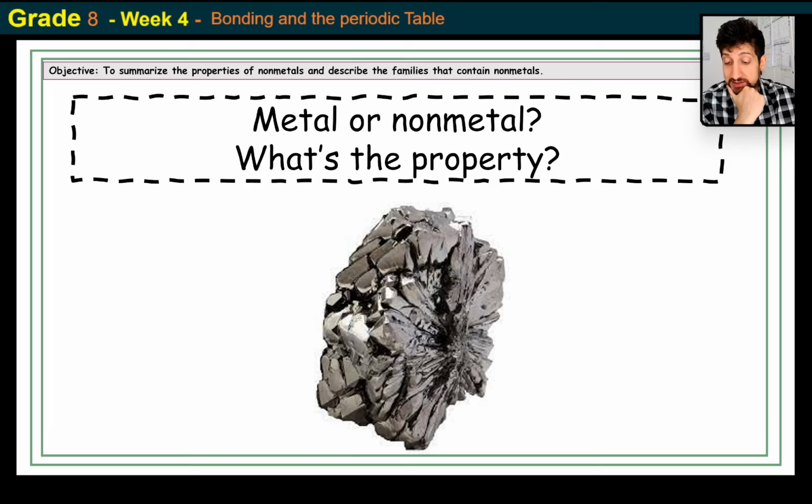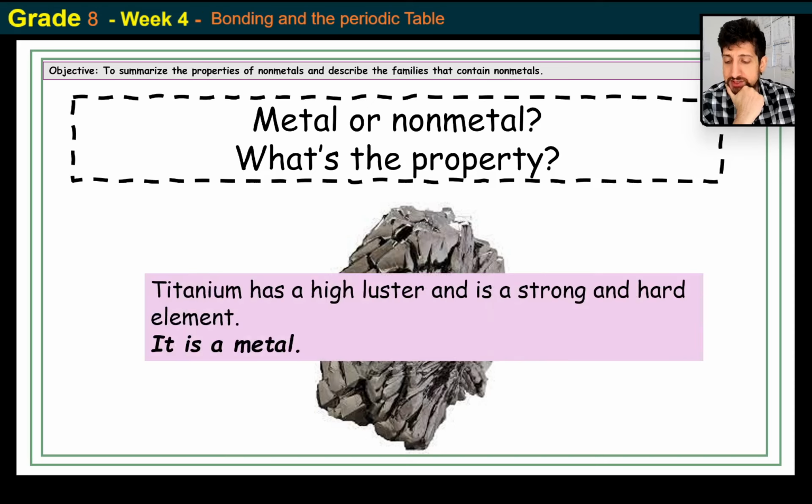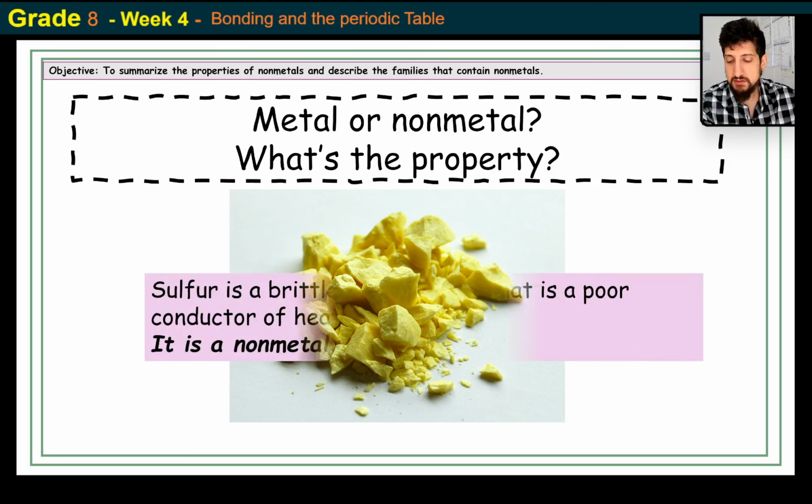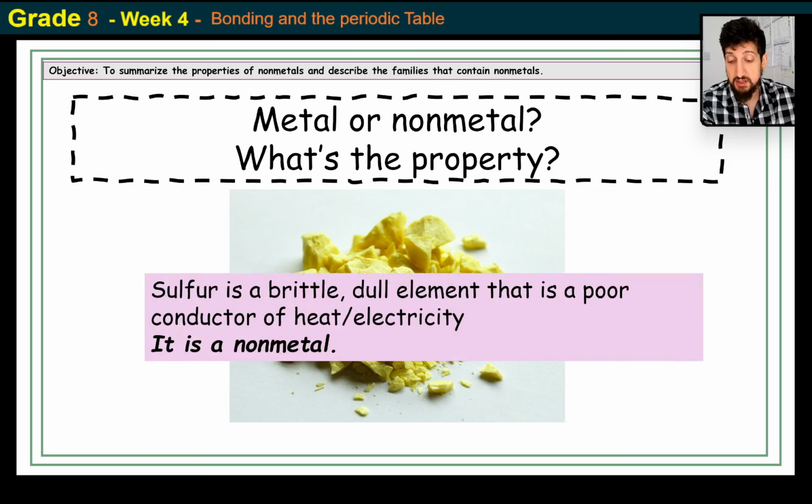I don't know what this is, but I know it's metallic. And it's a bit on the brittle side, so it could be a hard metal. Tungsten, titanium. Titanium has a high luster and is a strong and hard metal element. It is a metal, yes. Metal, nonmetal? I can tell it's a nonmetal because it doesn't look metallic. Yellowy nonmetal. Sulfur? It is sulfur. Sulfur is a brittle, dull element that is a poor conductor of heat and electricity.